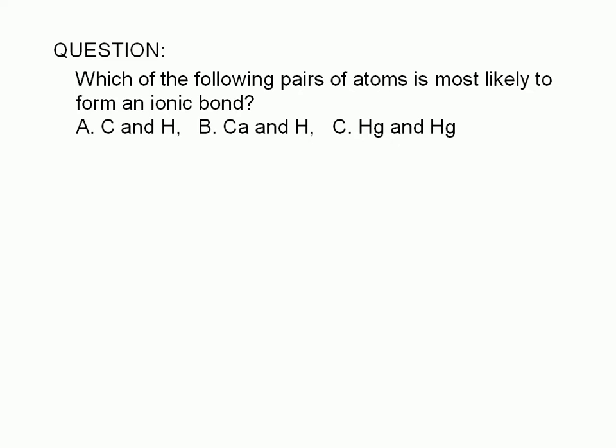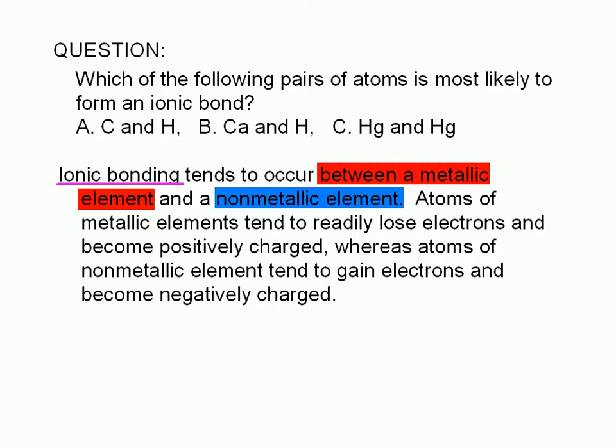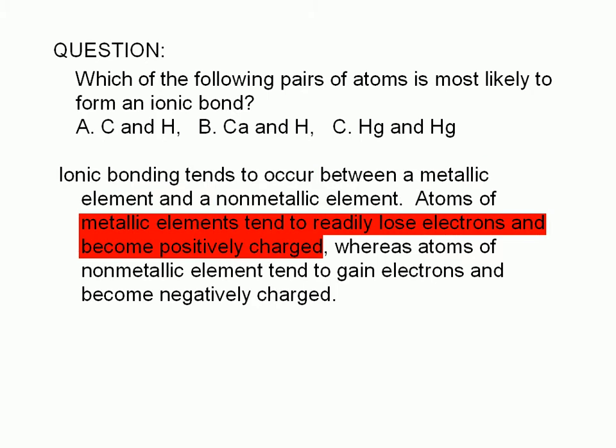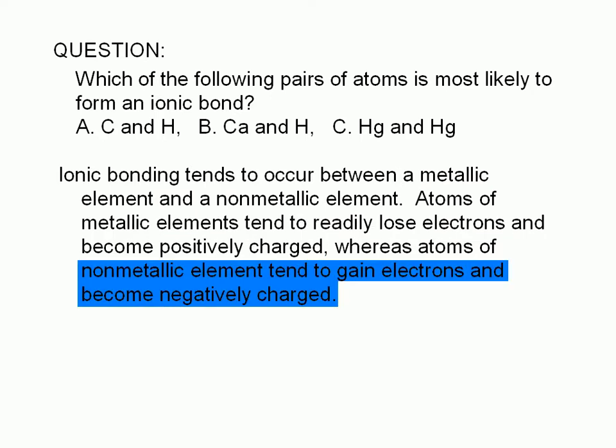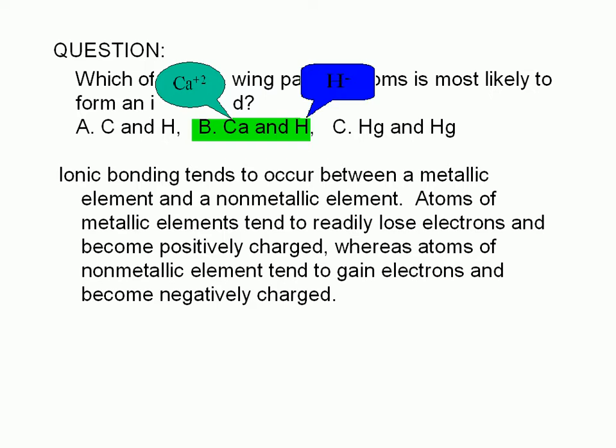Ionic bonding tends to occur between a metallic element and a non-metallic element. Atoms of metallic elements tend to readily lose electrons and become positively charged, whereas atoms of non-metallic elements tend to gain electrons and become negatively charged. Among the choices given, the only metal-nonmetal pair is choice B. Calcium is a metal and hydrogen is a nonmetal. The calcium atom becomes a calcium ion, and the hydrogen atom becomes a hydride ion.